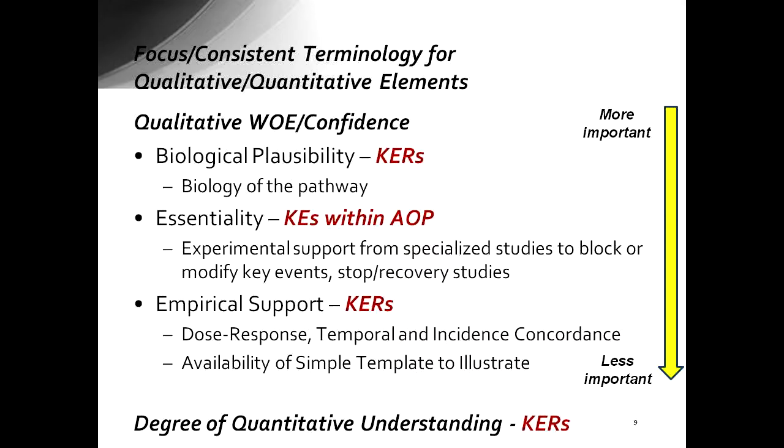So what is the focus, then, and this consistent terminology for the qualitative and quantitative elements? For qualitative weight of evidence and confidence, it's biological plausibility of the key event relationships. That's essentially the biology of the pathway. And in some cases, there's a great deal known. For example, if you think about mutagenic modes of action, essentially it is dogma, that hypothesized pathway.